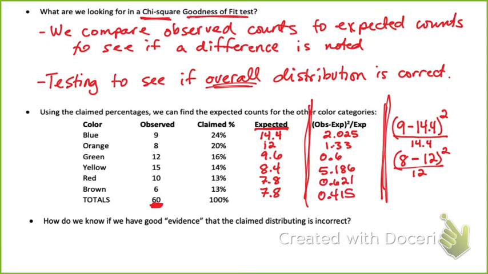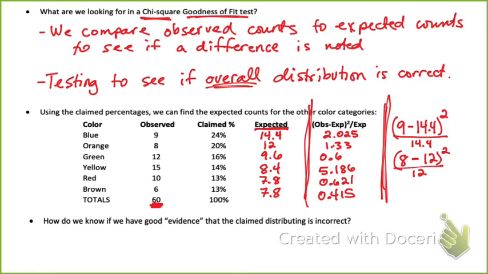Okay, so looking at these numbers, which color was the furthest away from what it should have been? Yellow. Yellow was 5.186 standard units away from what it should have been. This standardizes everything. All right, so yellow is a big problem. Which color was the closest to what it should have been? Brown. Okay, cool. Brown was pretty close.